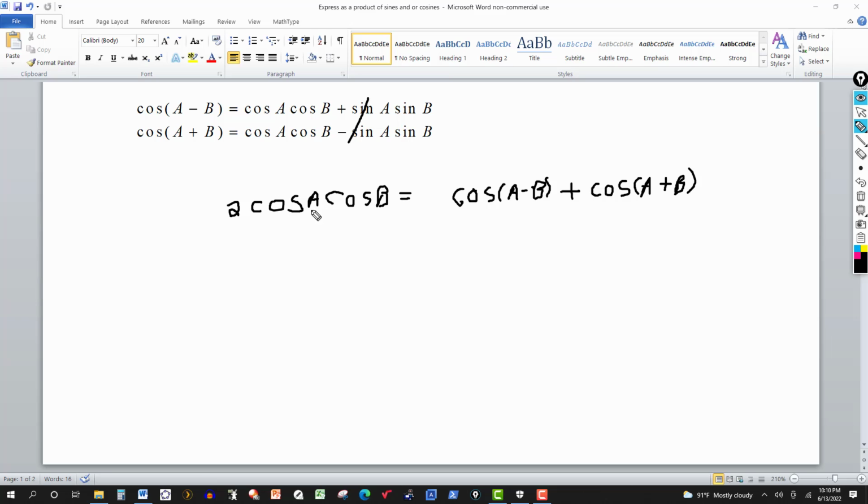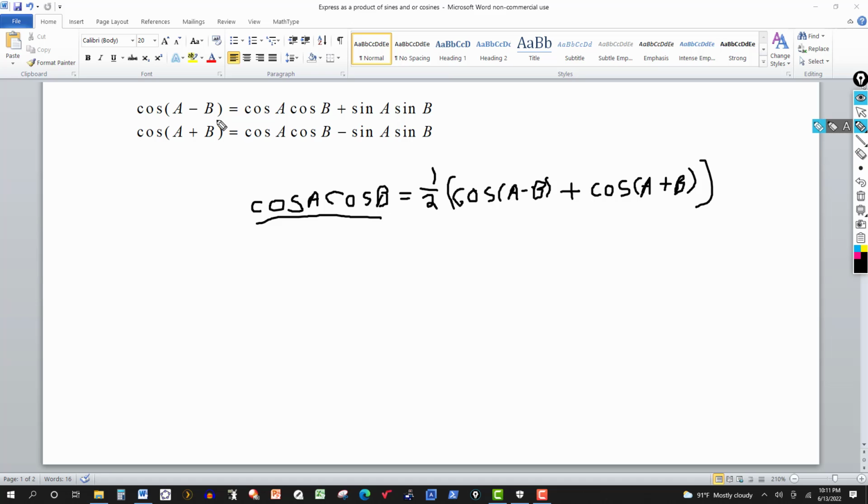You notice on the left side I have a product, on the right side I have a sum. So let's solve for this part right here. I'm going to divide through by 2. That's going to cancel this 2 over here, make it a 1 if you want. And on the right side I'm going to divide by 2, so this will be 1/2 of that sum that I have in the parentheses. So cosine of a, cosine of b is equal to 1/2 the sum of the cosine of the difference of the two angles and the cosine of the sum of the two angles.